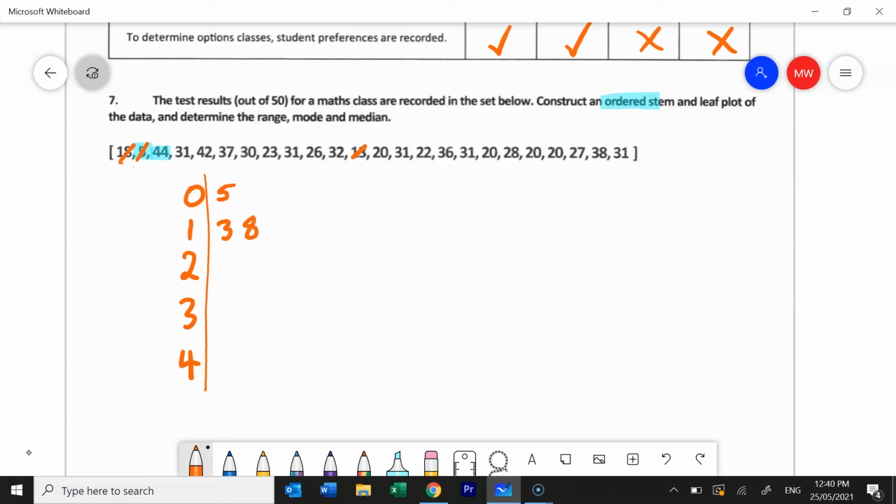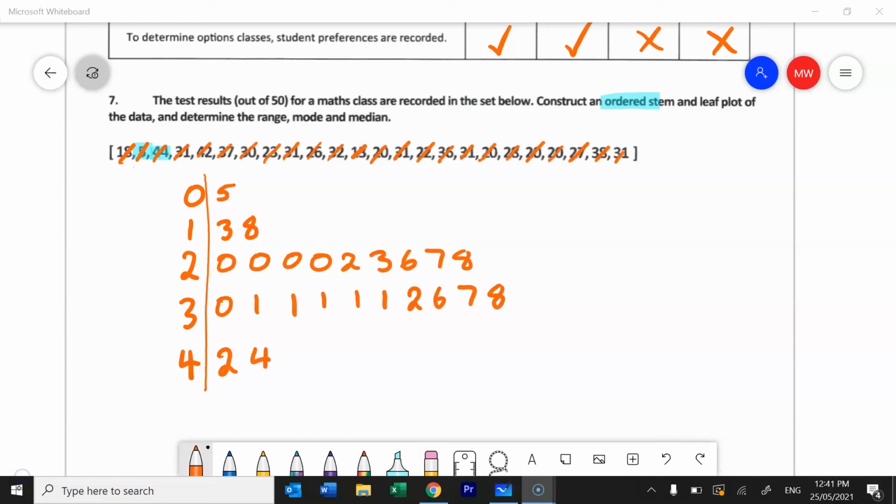And you'll notice how the 10s stay over here on the left, and the 1s get put over here on the right in order. I'm just going to pause the video while I finish this. Okay, and you might notice that I've struck off the numbers as I've put them into my stem and leaf plot. I've also counted the total number of pieces of data along the top, and that is 24.